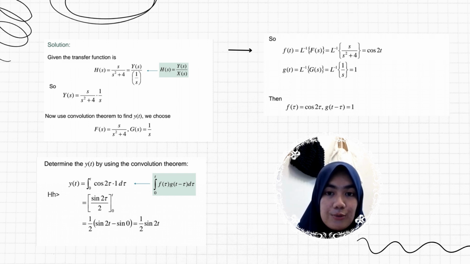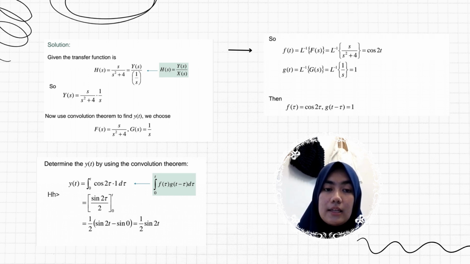So now use the convolution theorem to find y(t). We choose F(s) from the formula. F(s) is s over s squared plus 4, and G(s) is 1 over s. So we solve the equation. We get f(t) equals L inverse of F(s).